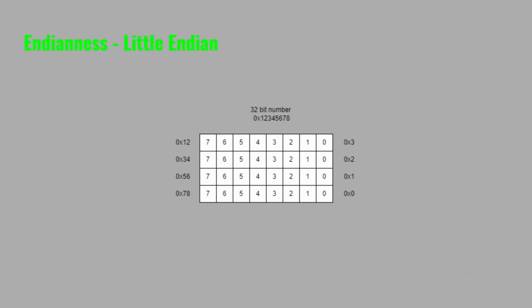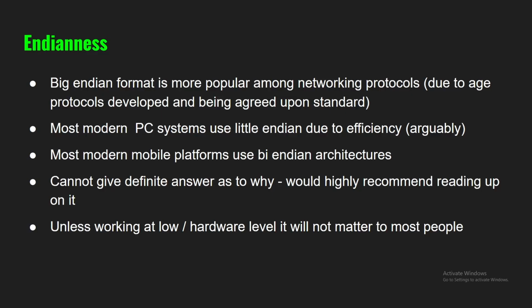As I've already explained, the reason for that is just the need to store data differently depending on your circumstances and programming language and architecture, things like that, or in some cases the type of language you'll be using. Big endian format is more popular among networking protocols due to age. These protocols were developed a long time ago, and people said at the time that we want to use big endian, and it's just not changed since then. Most modern PC systems are either going to be bi-endian, as in they're going to use both, or they're going to use little endian. Most of them will use little endian, and that's arguably due to efficiency, for a number of reasons.